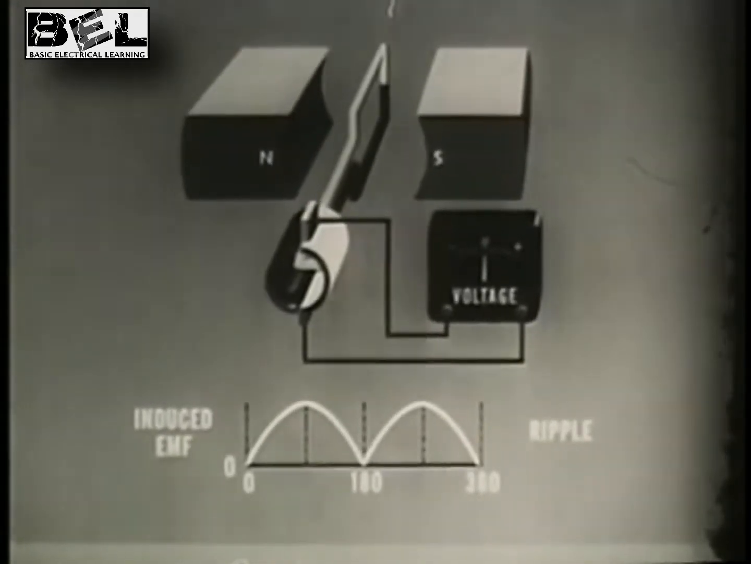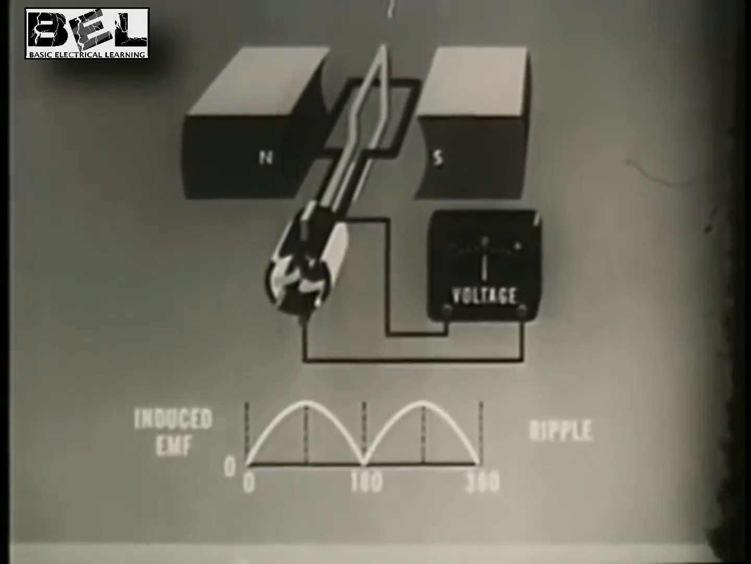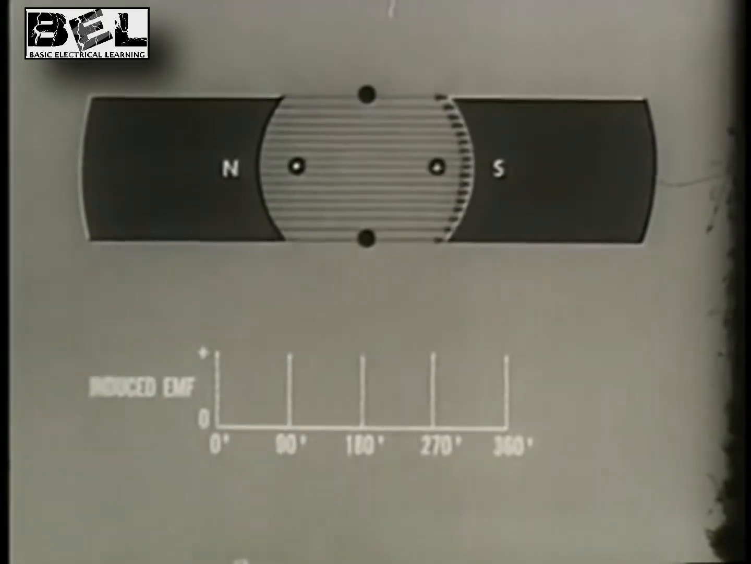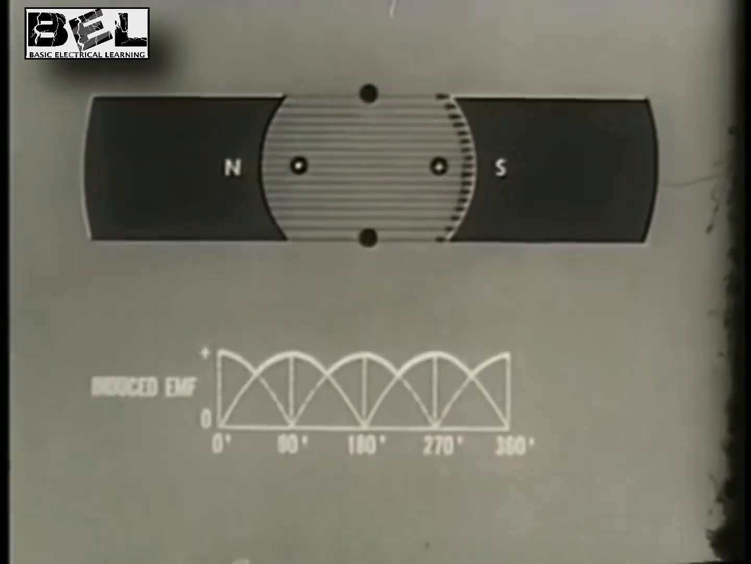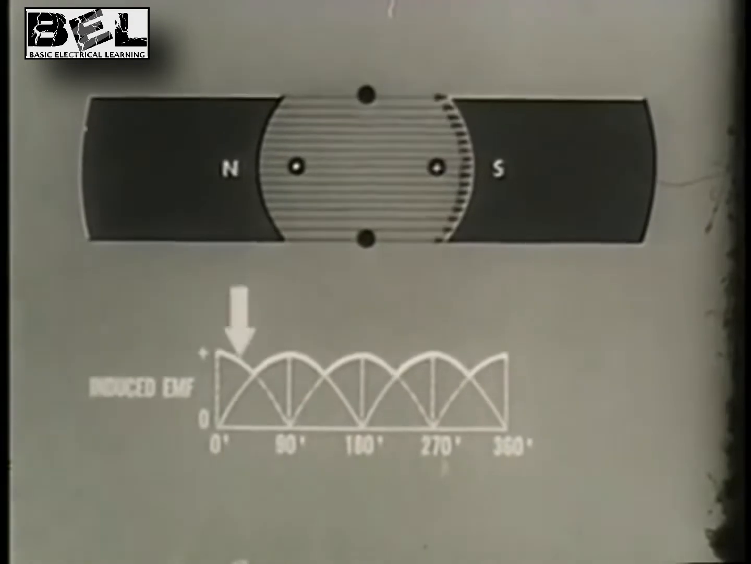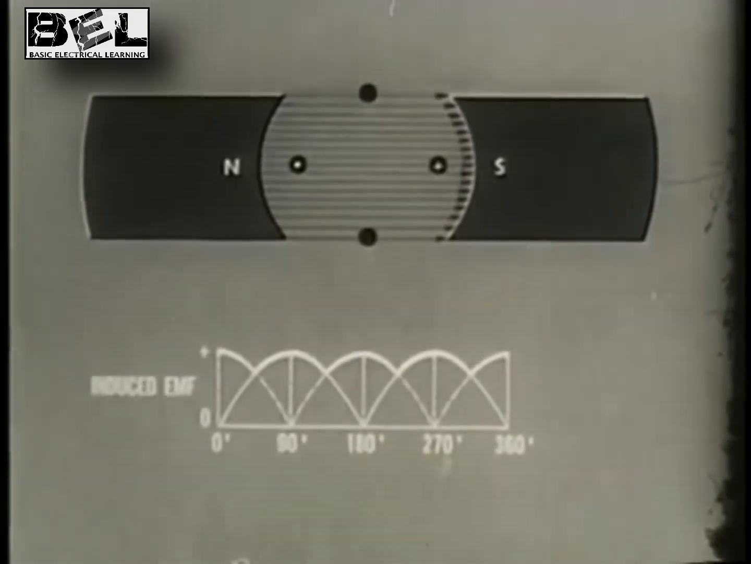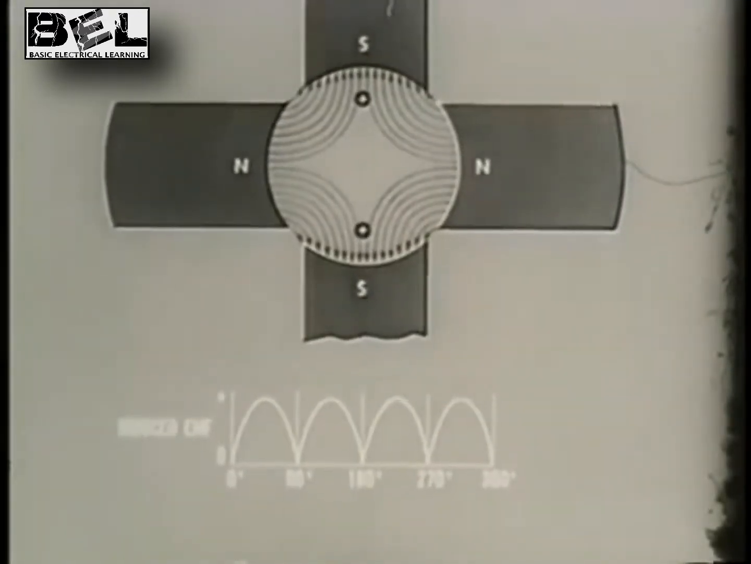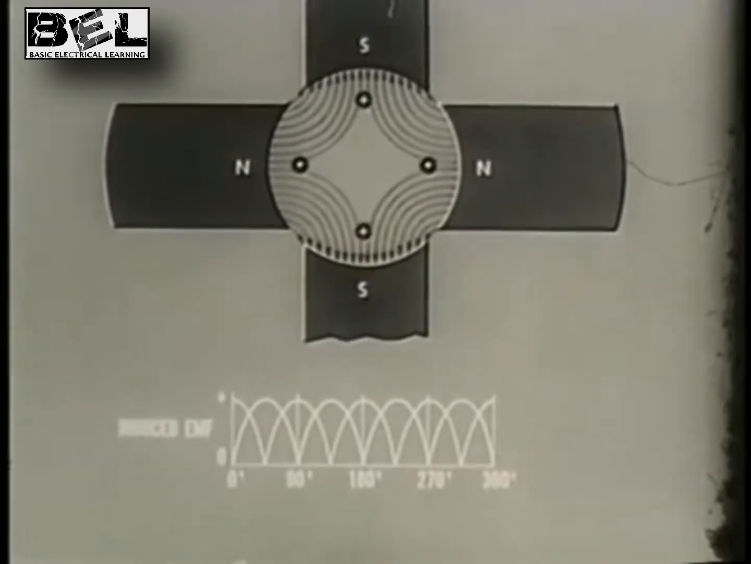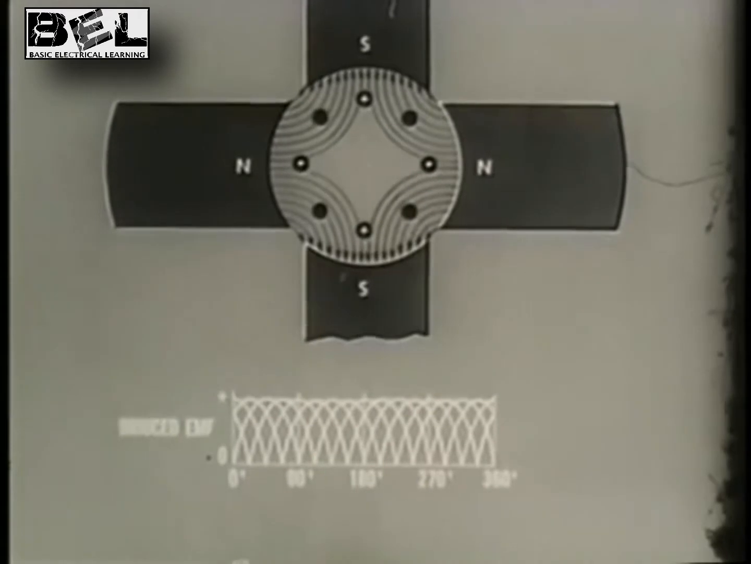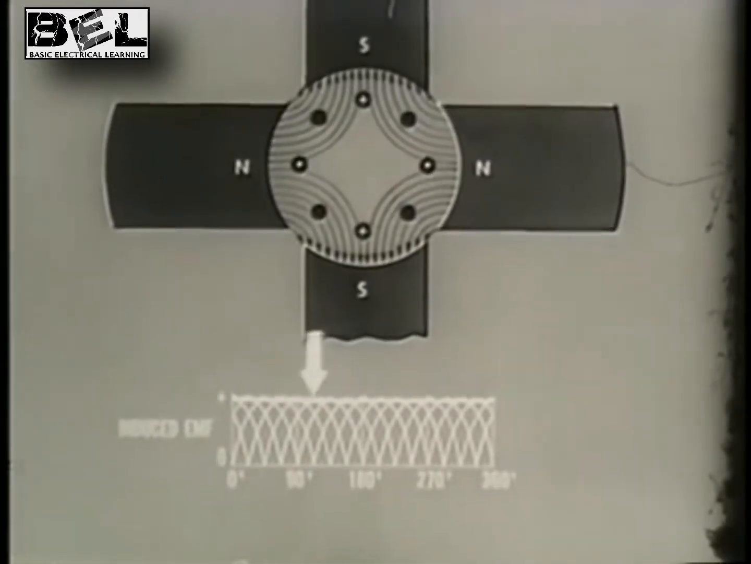This ripple can be reduced by adding more loops and more commutator segments to the existing armature. Two loops at right angles connected to 4 commutator segments provide 2 outputs instead of 1. These outputs are 90 degrees displaced or apart, which combine to smooth the DC output. However, even with 2 loops and 4 commutator segments, the rectified curve is still somewhat irregular. By adding magnets, we increase the number of fields cut by the armature. As we increase the number of loops and commutator segments, the variation between maximum and minimum value decreases. This, in effect, tends to flatten the DC output.